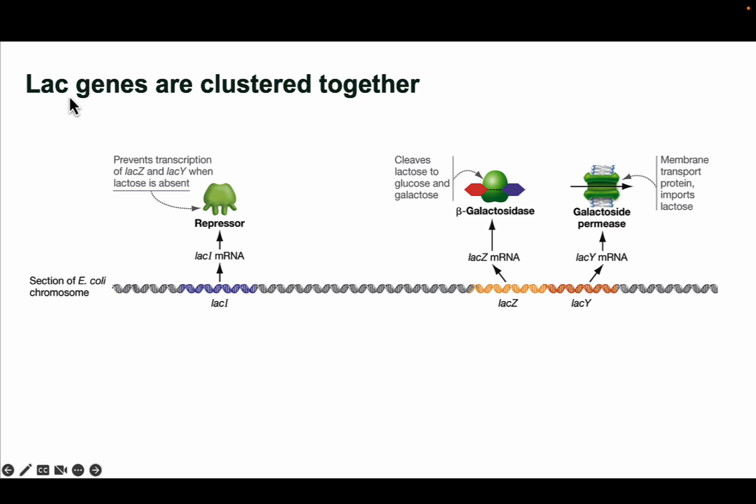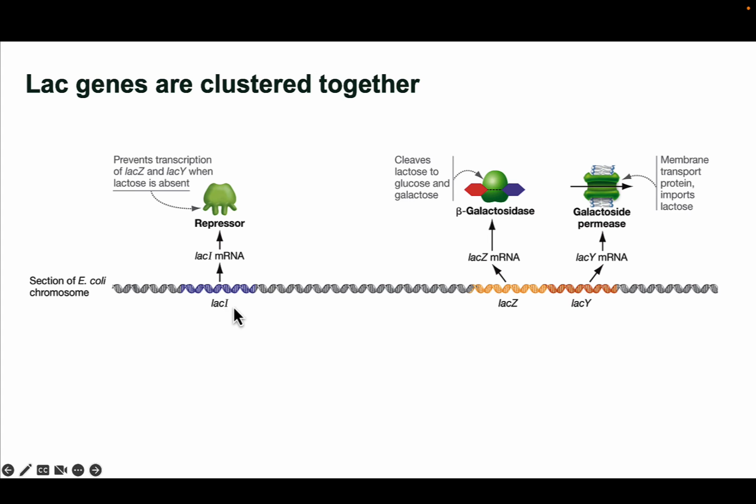The first genes I'll talk about are the ones related to lactose metabolism, and they're called LAC genes. And it turns out that they're clustered together. I'm only showing you some of them right now. So here's the E. coli chromosome. Remember, these are bacteria, so they have one circular chromosome. But very close together, there are 3 genes I'll point out. There's LAC-I, LAC-Z, and LAC-Y.